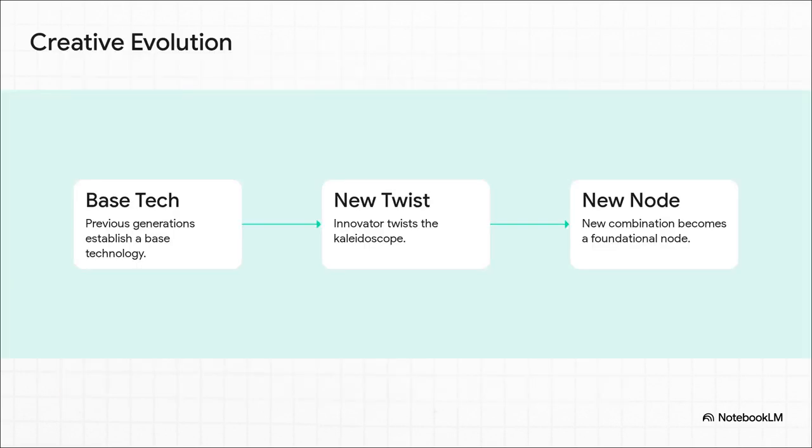Let's move to this and see how this builds in the real world. The process operates in these very logical steps within shared frameworks. Step 1. Previous generations establish a base technology. Step 2. A new innovator comes along and executes a novel rearrangement. They literally twist the kaleidoscope. And then step 3. That new combination doesn't just stand alone. It instantly becomes a new foundational node, laying the scaffolding for tomorrow's inventor.